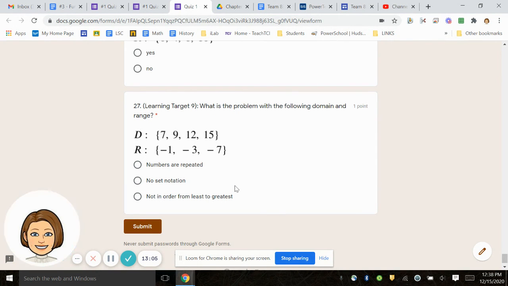And finally, number 27, what is the problem with the following domain and range? So again, think about the 3 rules. So the domain is written 7, 9, 12, 15, and the range -1, -3, -7. Is the problem numbers are repeated, there's no set notation, or not in order from least to greatest?